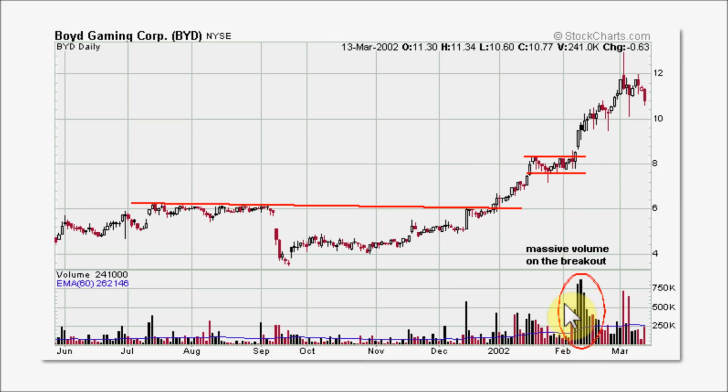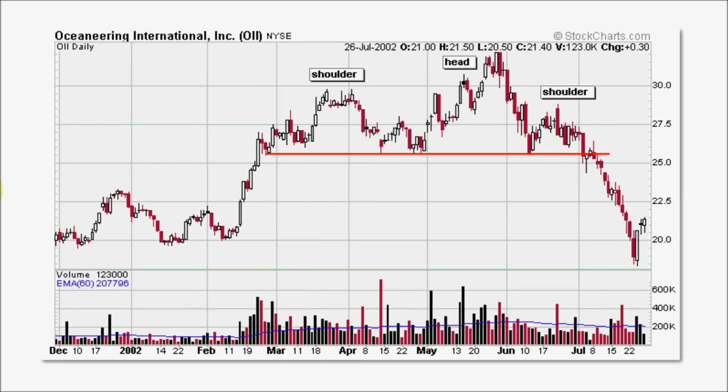Biggest volume on the chart so far. It sent it up from just over 8 immediately to above 10. It did a pullback just below 10 and then broke out to above 12. So this is a very reliable bullish chart pattern.